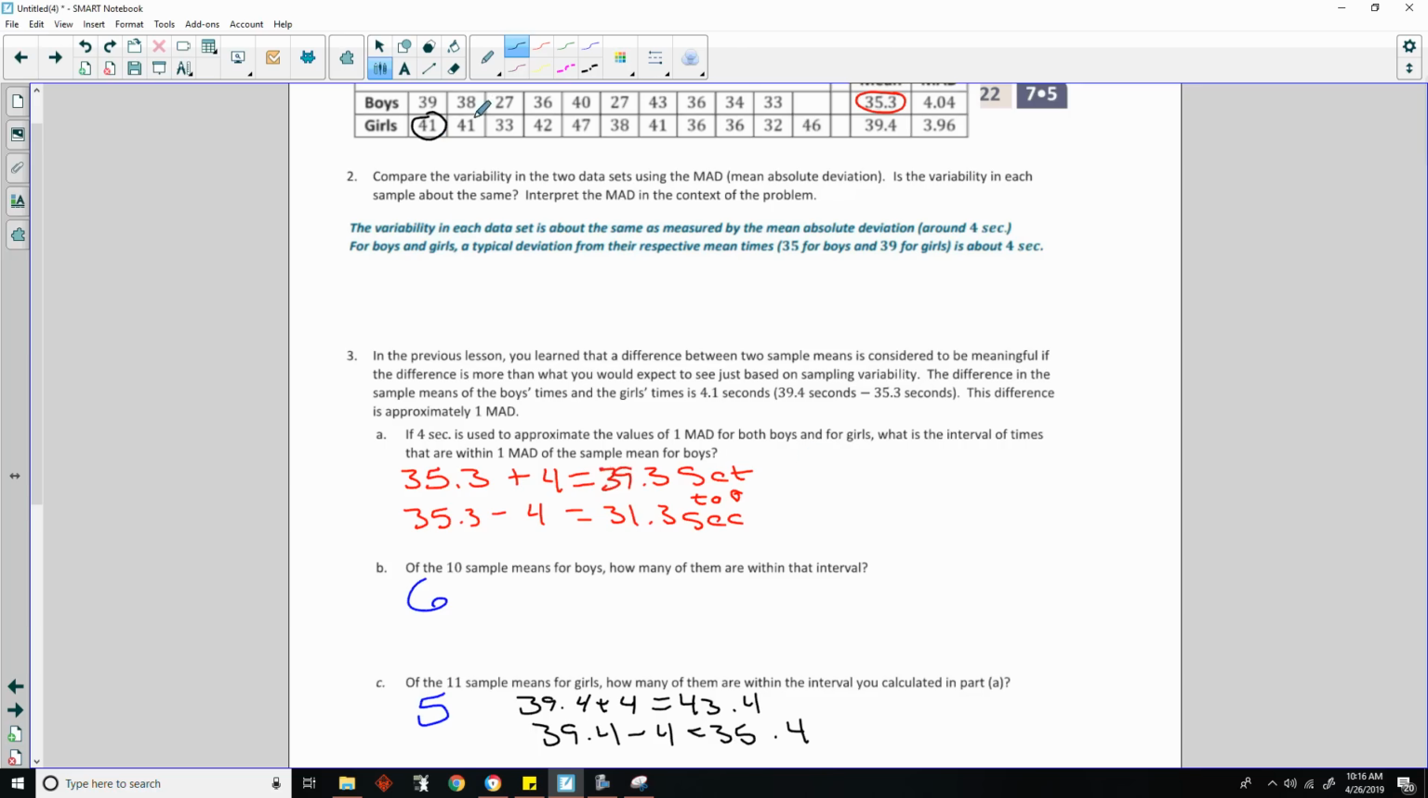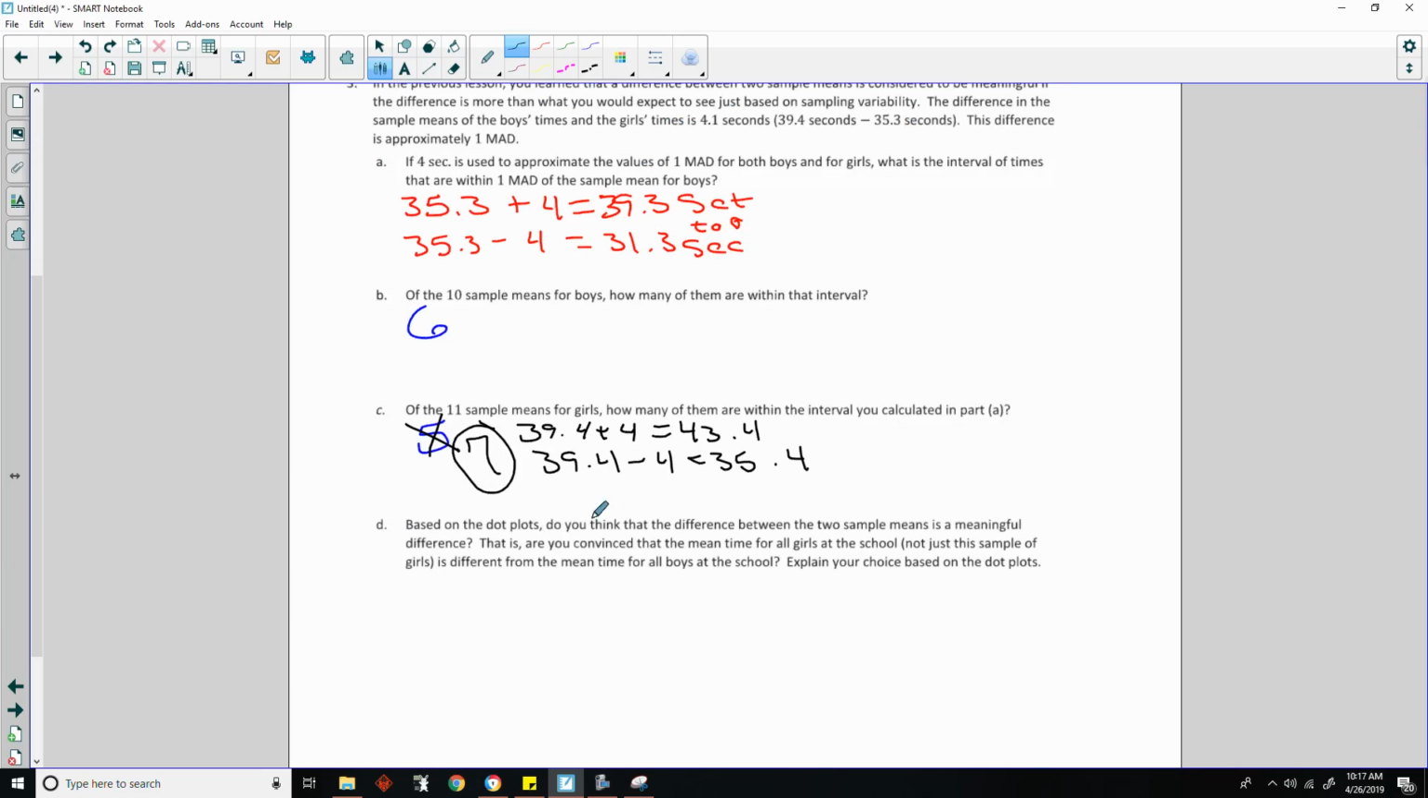So 41 is less than 43, greater than 35, so is 41. 33 is too small. 42 is in there. 47 is too big. 38 is in there. 41 is in there. 36 is. 32 is not, and 46 is not. So that's 1, 2, 3, 4, 5, 6, 7. So I won't use this 5. I'm going to use the 7. I would not compare the girls' sample to the boys' sample. I would compare the girls to the girls. So the answer should be 7, calculating what we would calculate in A.